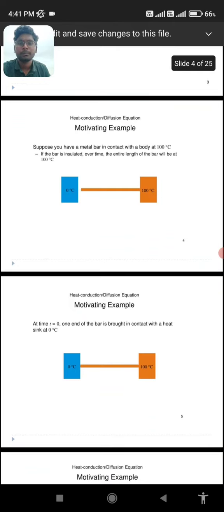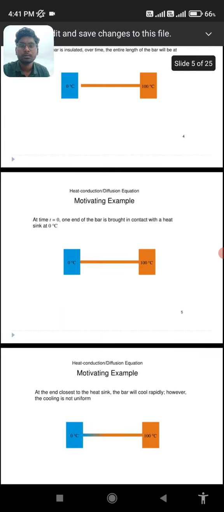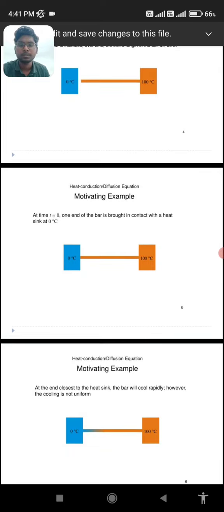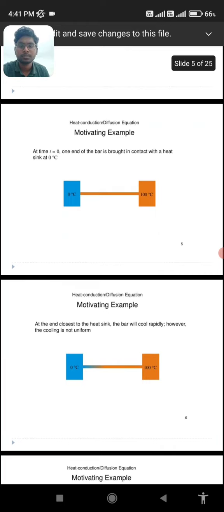Suppose you have a metal bar in contact with a body at 100 degrees Celsius. The bar is insulated. Over time, the entire length of the bar will be at 100 degrees Celsius. At time t equals 0, one end of the bar is brought in contact with the heat sink at 0 degrees Celsius.